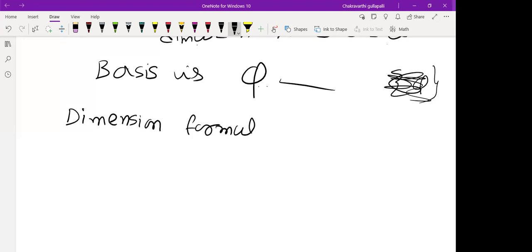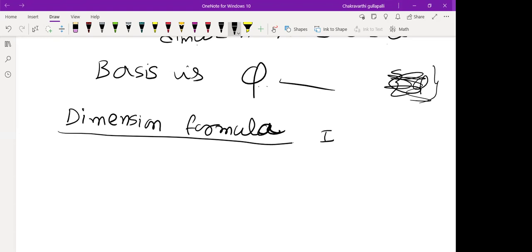Dimension theorem means any two bases contain the same number of vectors. That is called the dimension theorem. There is a difference between the dimension theorem and the dimension formula. You will be asked to identify this in the exam. The dimension theorem: if S1 and S2 are bases, then the cardinality of S1 is equal to the cardinality of S2.